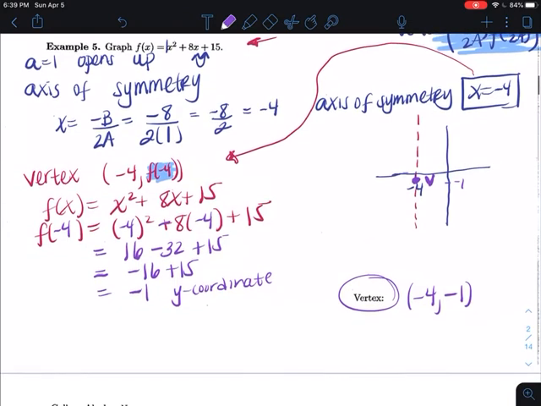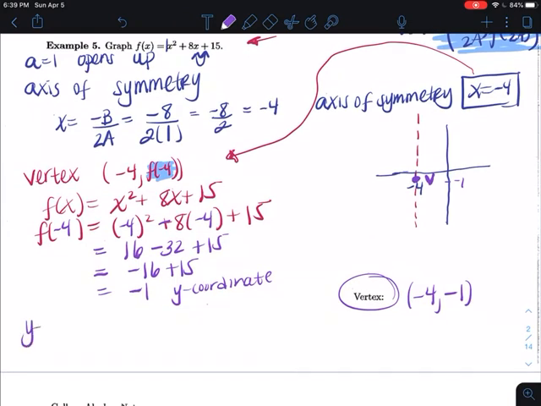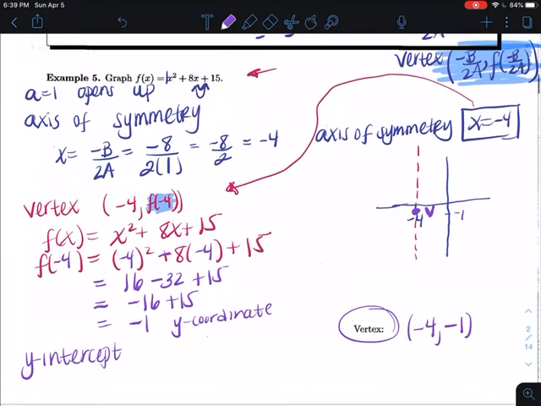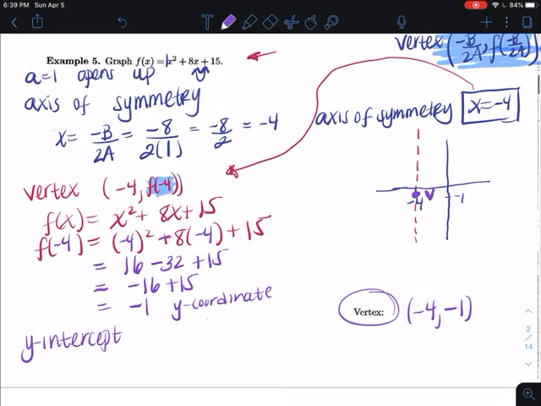We need to find the y-intercept. The y-intercept is fairly easy when it's written in this form. The y-intercept is when you let x equal 0. So see what happens when I let x equal 0. Taking the original equation, y equals 0 squared plus 8 times 0 plus 15. If you notice, you get 0 plus 0 plus 15, which is 15.